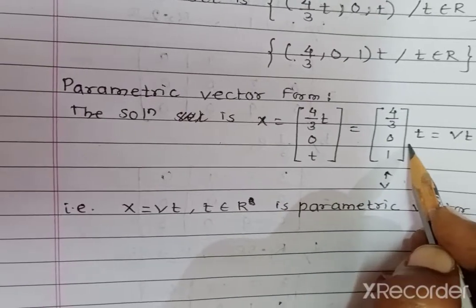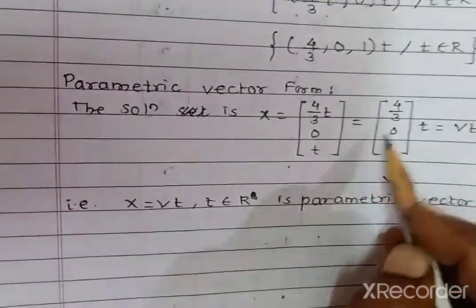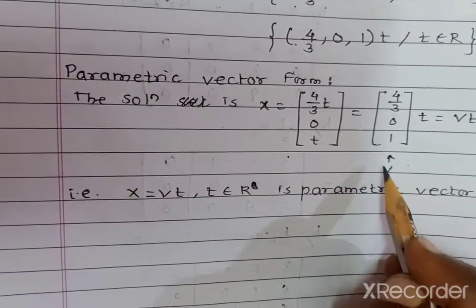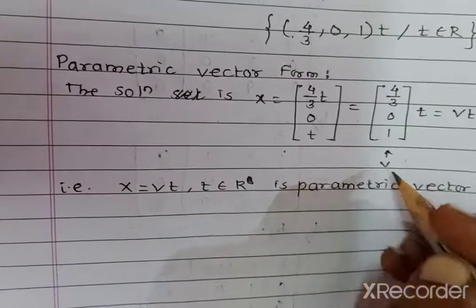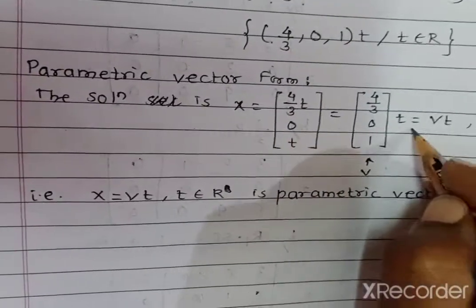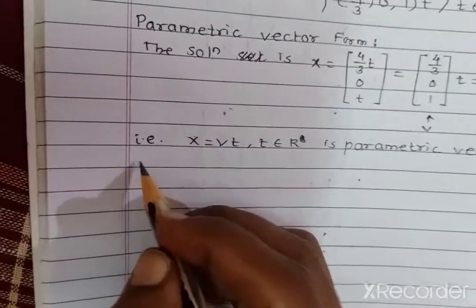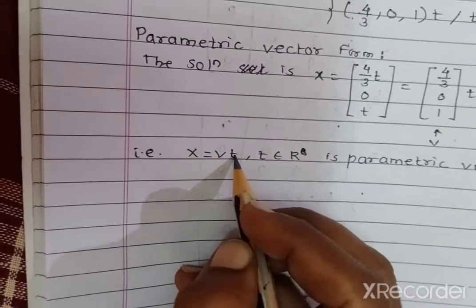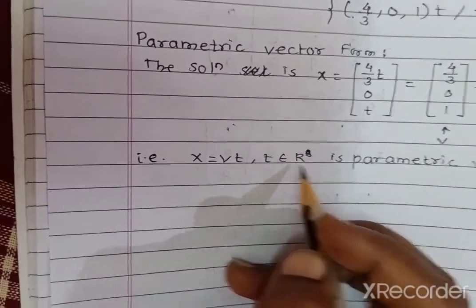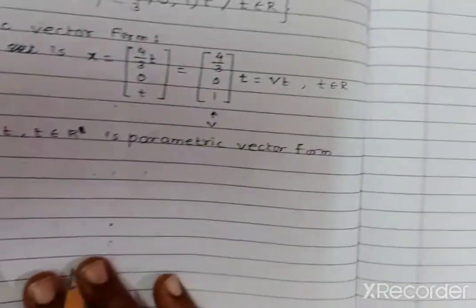now we take t as common. So 4 by 3, 0, 1, times t. Suppose we denote that vector by some variable, say v. So that equation becomes vt, where t belongs to R. So we may write capital X as v into t, where t belongs to R, which is the parametric vector form of our given system.